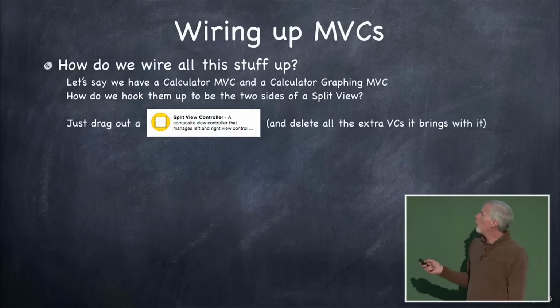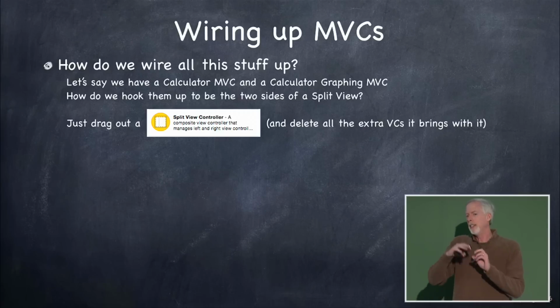So for split view controller, you basically drag a split view controller out of your little utilities object palette in Interface Builder, just drag it out. Now, when you drag out a split view controller, you're going to get a whole bunch of other MVCs. It tries to help you out by giving you navigation controllers with table views in it, all that stuff. Just delete all that stuff. Okay, you just want the split view controller. It's being a little too helpful for you most of the time there.